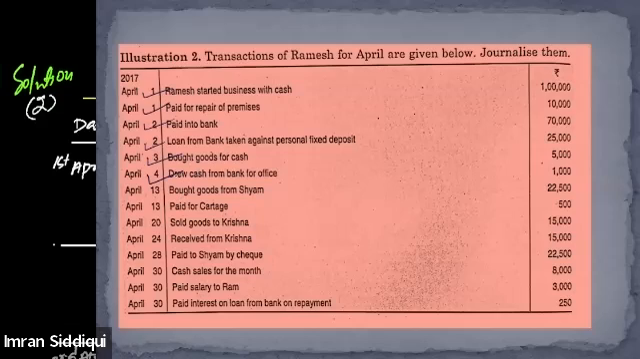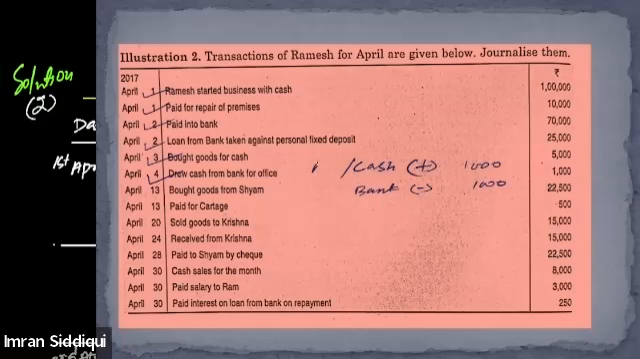Next, the next transaction is the April 4 transaction that says drew cash from bank for office use. Now see, when you withdraw cash, first of all, cash is going to increase in the business. Then we will debit it. 1,000 of cash will increase, but at the same time, the bank balance of the business will reduce by 1,000.